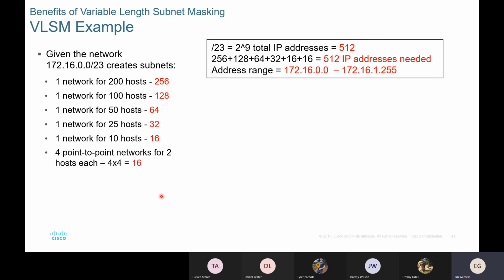Let's do an exercise. Let's say that this is my original network, 172.16.0.0/23. How many IP addresses do I have in this network? In total. So how many bits are dedicated to the host part?